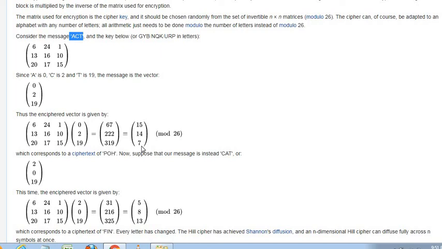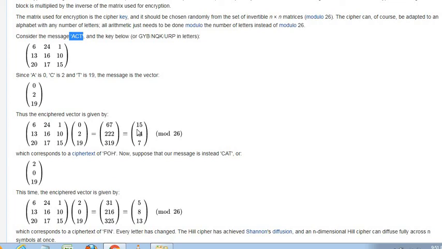Dividing by 26, we get the remainder 15, here the remainder 14, and here the remainder 7. This is what 15, 14, 7 mod 26 represents, which corresponds to the ciphertext POH.